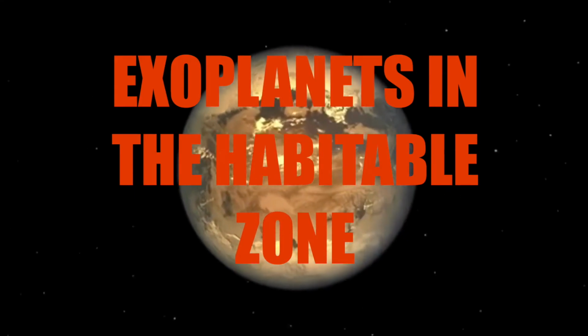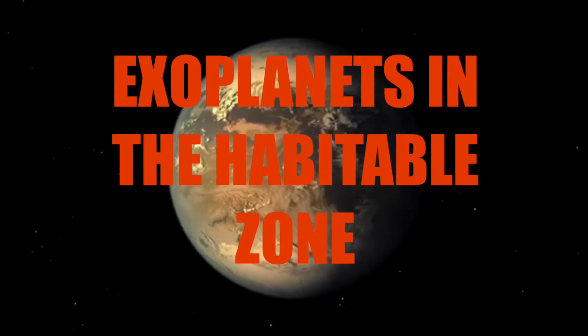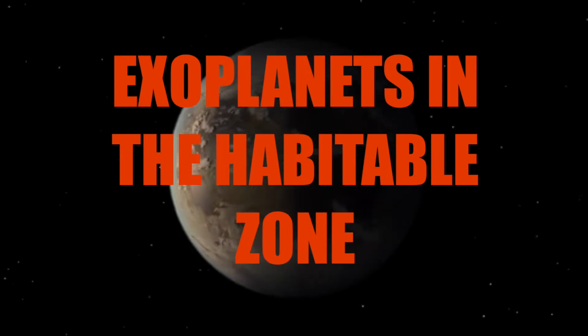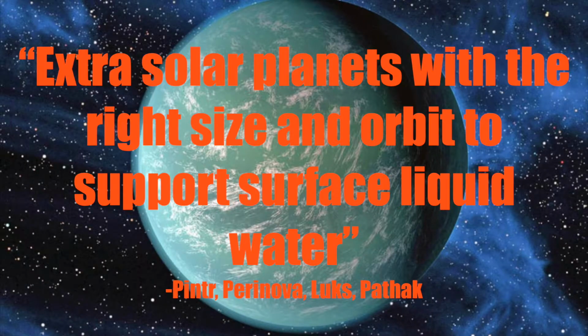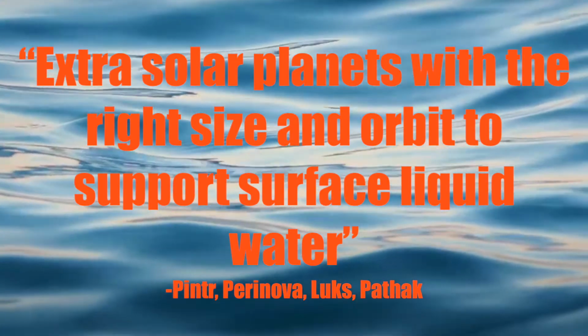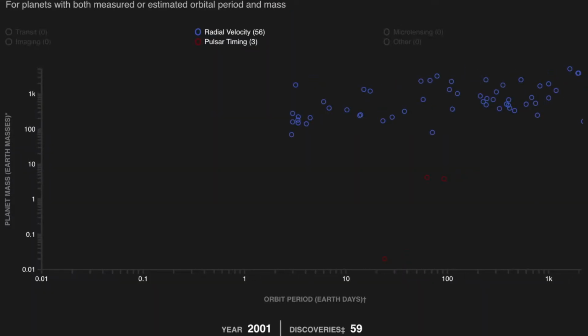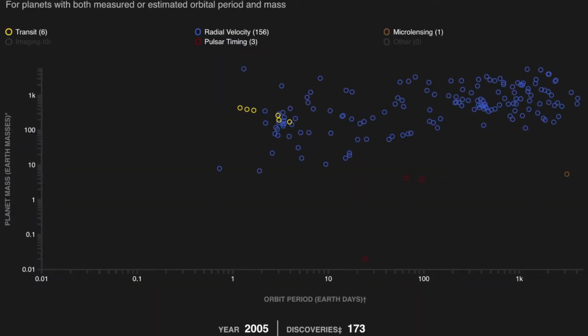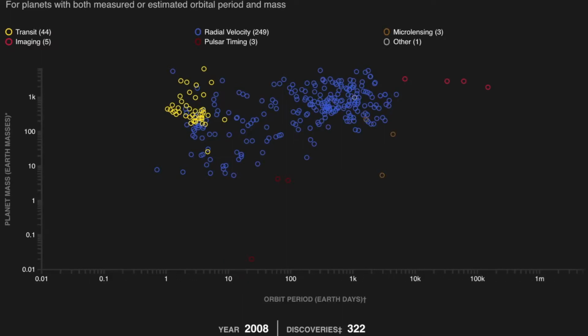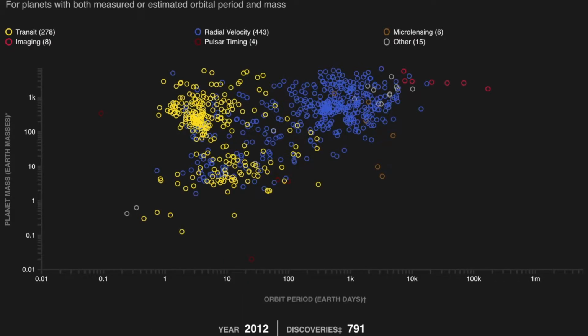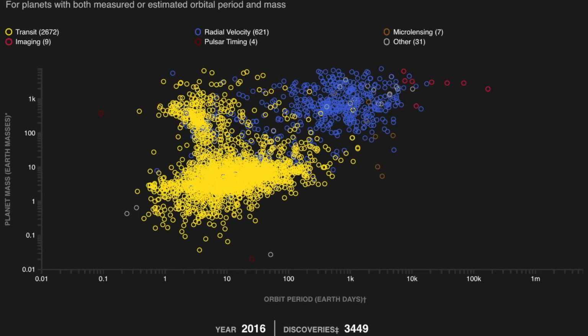To first understand how to find habitable exoplanets, we need to understand what they are. Habitable exoplanets are defined as extrasolar planets with the right size and orbit to support surface liquid water. Extrasolar planets are a relatively new discovery. Evidence was only found during the mid-1990s, and therefore no analysis could be done until now.